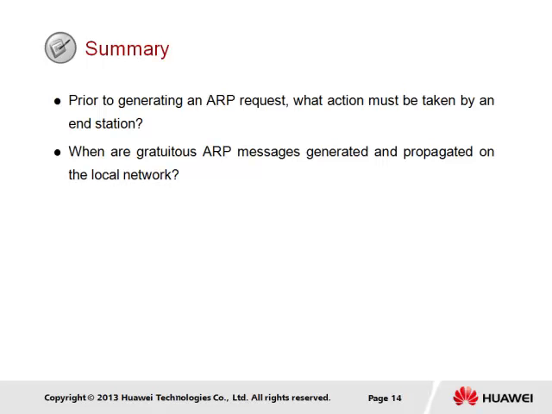When is our gratuitous ARP message generated and propagated on the local network? Well, a gratuitous ARP packet is generated and propagated over the local network in the event that either an IP-configured device is connected to the network, or when an existing device on the network is assigned an IP address or the existing IP address is changed.